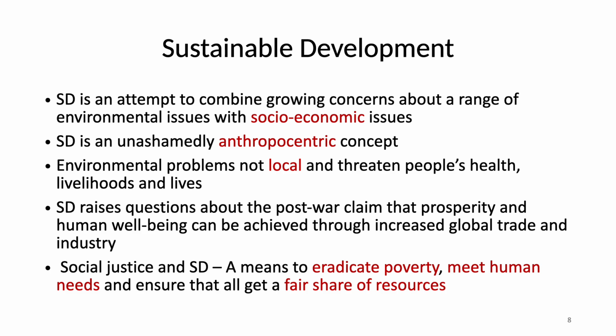The concept of sustainable development essentially brings together socio-economic concerns and environmental issues. So sustainable development doesn't treat these issues as separate domains, but rather looks at them in an integrative way. Sustainable development questions the idea that human well-being can be achieved through increased global trade and industry and so on. The post-war years have proved that no policies offer any real hope of narrowing the growing gap between rich and poor nations. So what sustainable development does is call for a different form of growth: development as a means to eradicate poverty, development which meets human needs, and development which ensures that all get a fair share of resources. This is in a sense the social justice component of sustainable development.